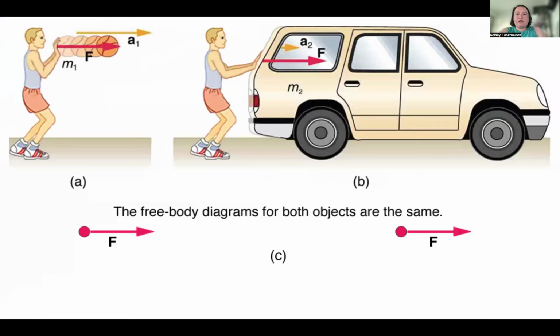So we have a situation where a person is applying the same force to two different objects. The objects, sorry, it's blurry, but the objects are a basketball and a car. So we're only looking at this force applied by the person, but we're saying, okay, that is our net force in this situation. If there's net force, there must also be a net acceleration.